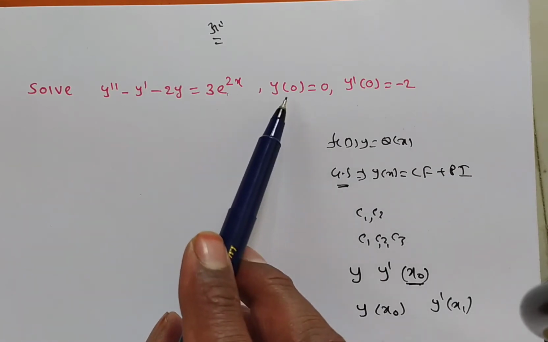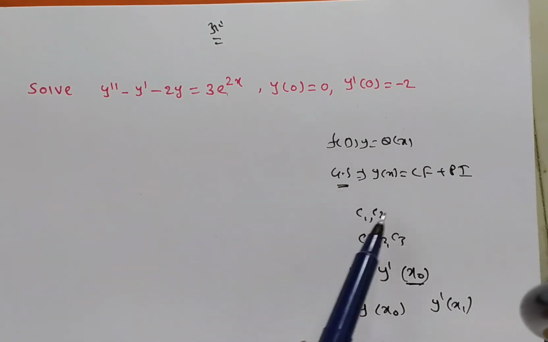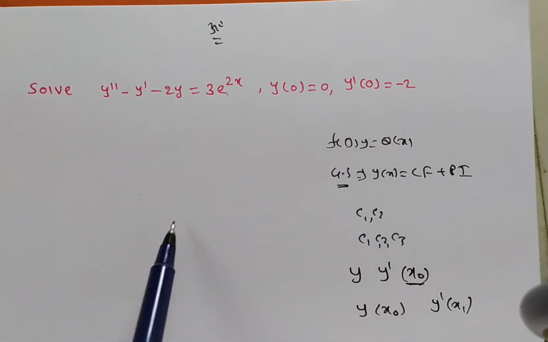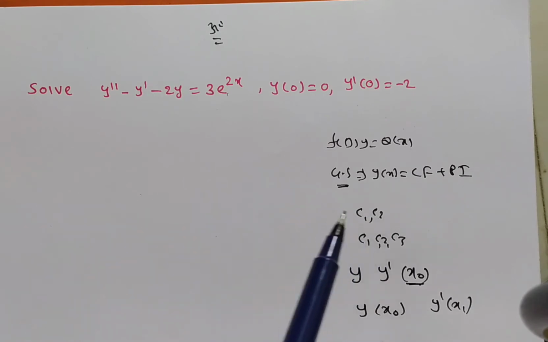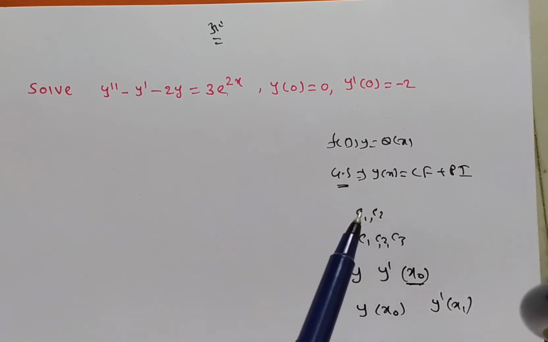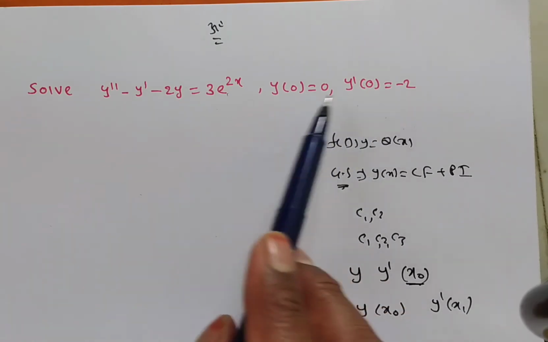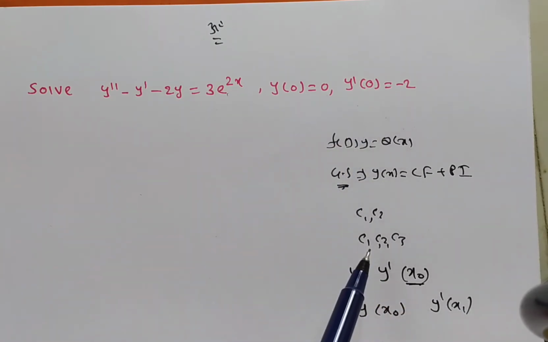So finally, we get C1, C2 arbitrary constants in the general solution. We have to eliminate C1 and C2 by using these two conditions. That's it. Then that solution is called the particular solution, because we are obtaining a solution from the general solution by giving the particular values.